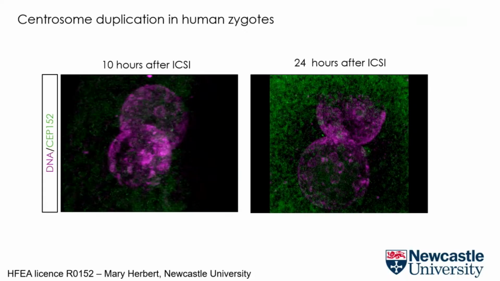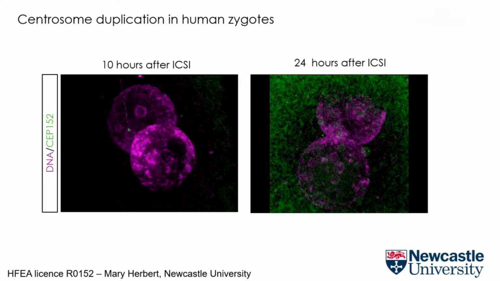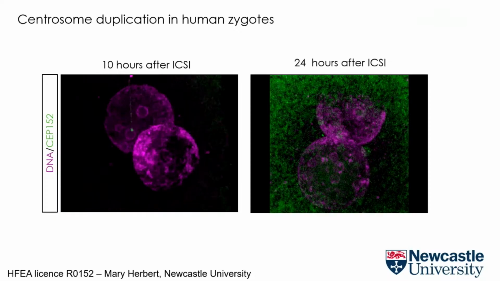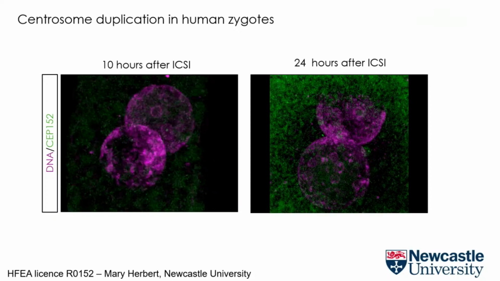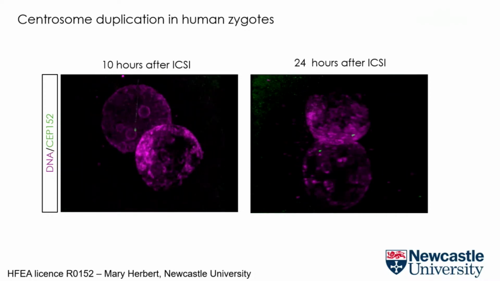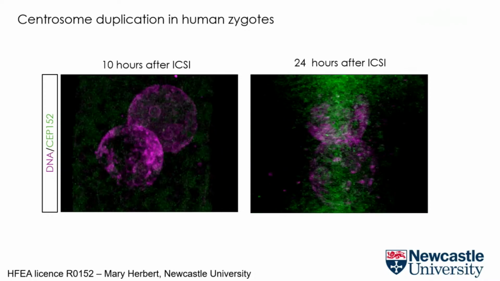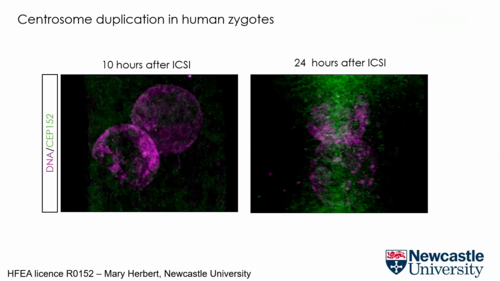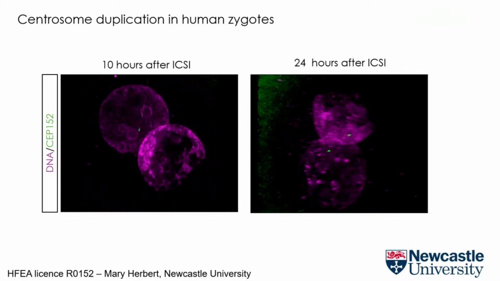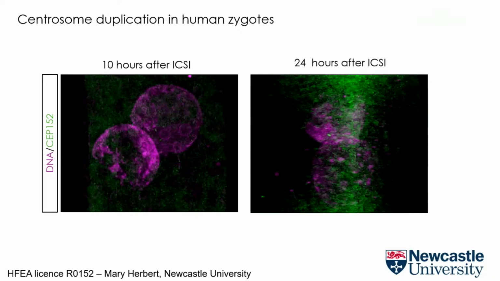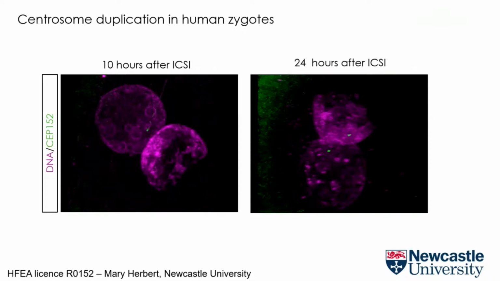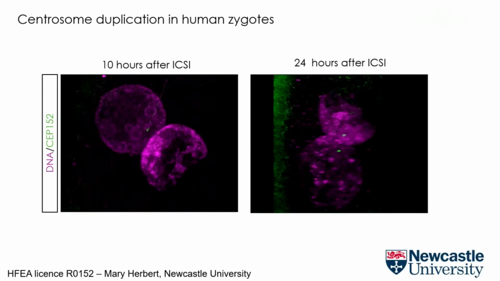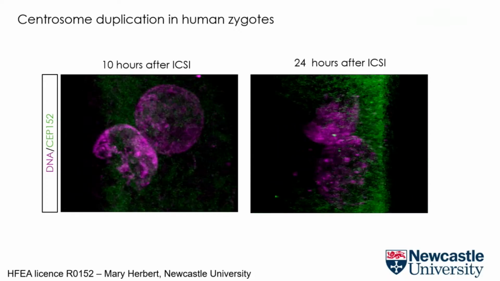So the sperm does not bring this protein. This is a purely maternal factor, and we could see that at 10 hours after ICSI, it starts to incorporate into the sperm-derived centrosome, which is in line with the onset of S phase and DNA replication. And by 24 hours after ICSI, right before the zygote usually goes into mitosis, you could see two foci of centrosomes in the correct position, close to the interface of the PNs. So we narrowed down the window when the centrosome duplication actually occurs.